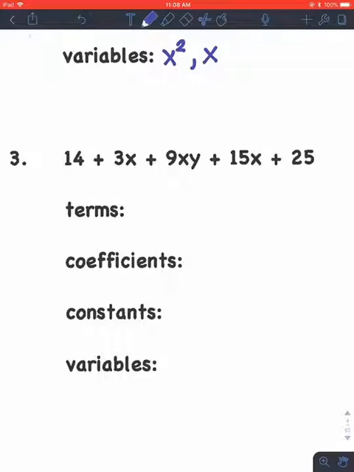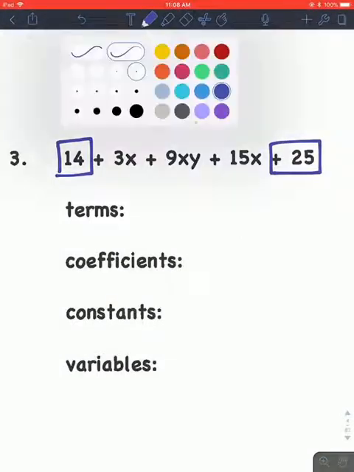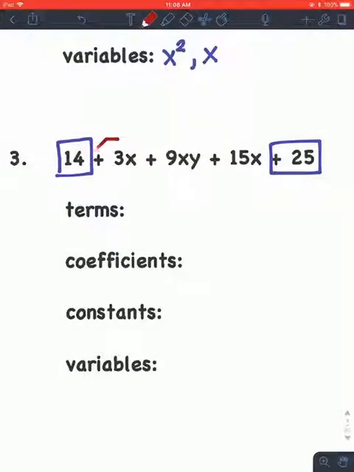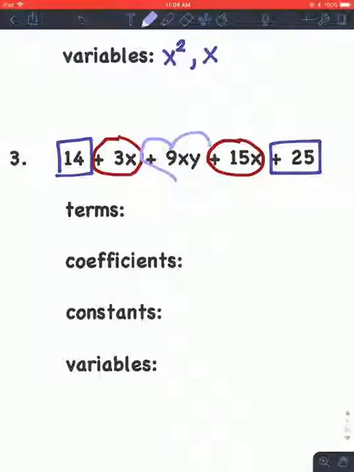All right, hopefully you've paused the video and you've tried this one. I'm going to go through it a little faster. 14 is going to go in my rectangle along with 25. Those are like terms. Those are my constants. 3x plus 3x is going to go in the same shape as plus 15x. And then I have one more, 9xy, and that's going to go in my last shape.